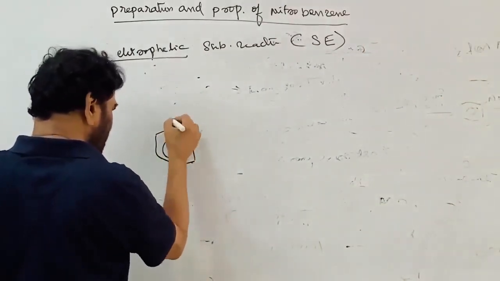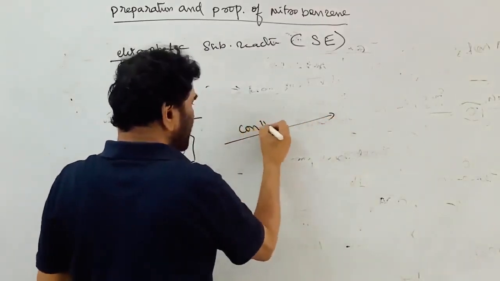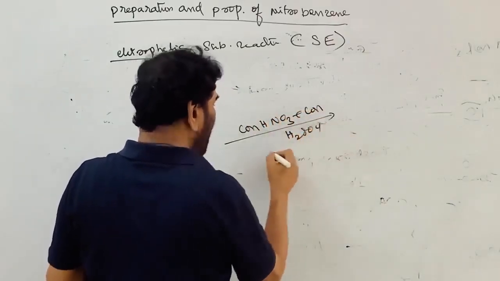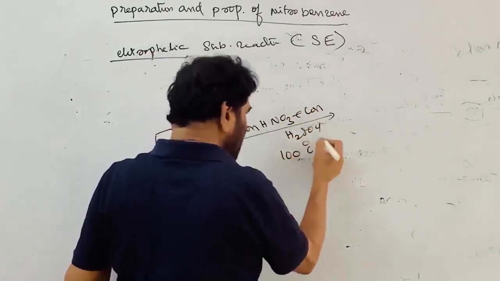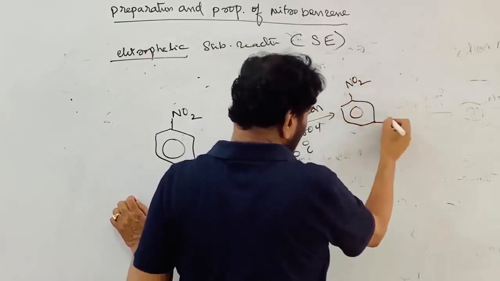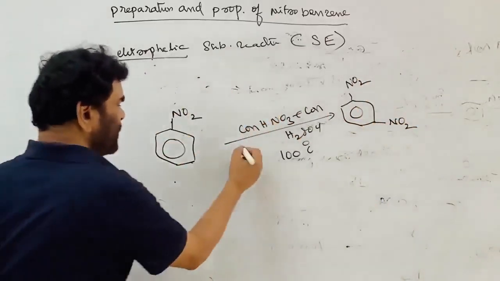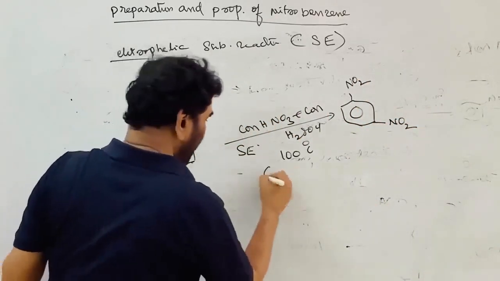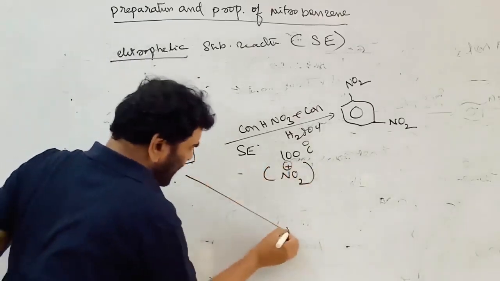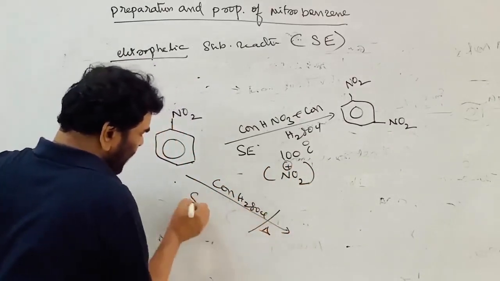That is, NO2 when treated with concentrated HNO3 plus concentrated H2SO4 at around 100 degrees Celsius, the dinitration takes place. That is, one more nitro group is introduced at the meta position. Dinitrobenzene is formed. So it's an electrophilic substitution reaction on this. And NO2 plus is the attacking electrophile, the mechanism you know. The other one is concentrated H2SO4, sulfuric acid, heat, sulfonation.